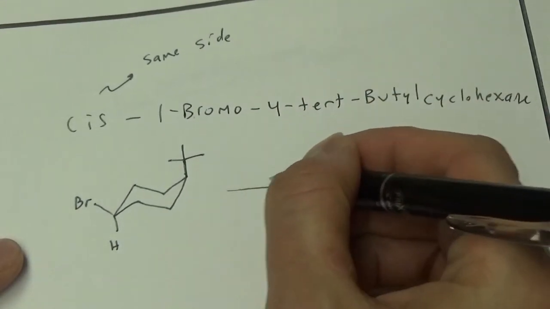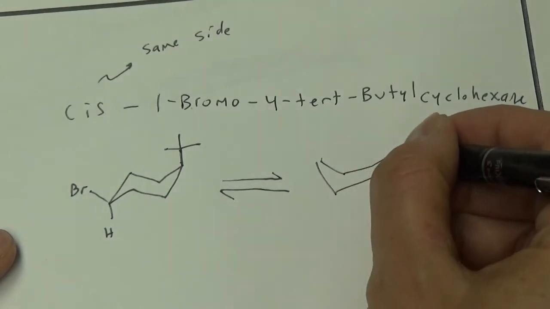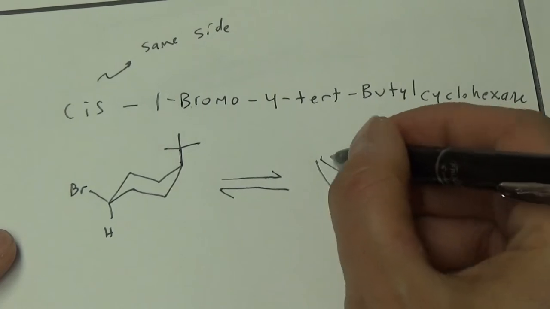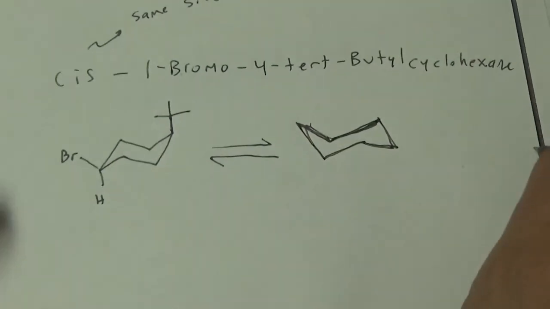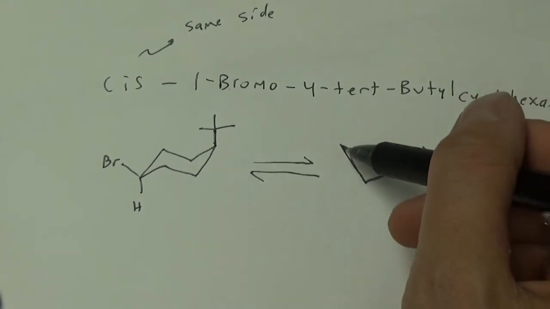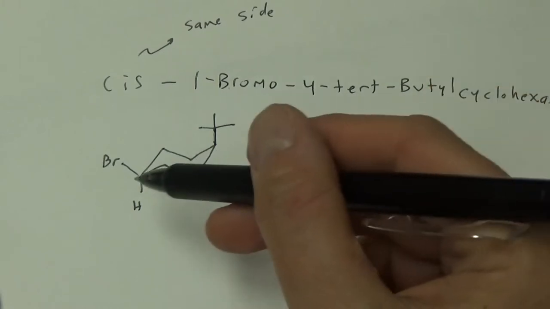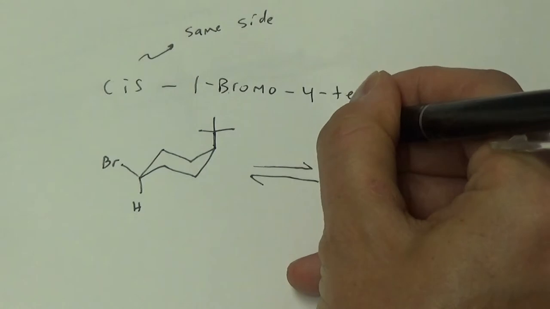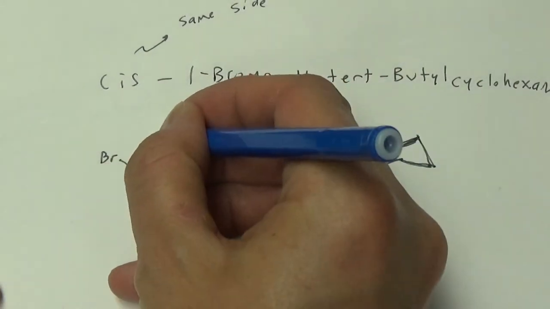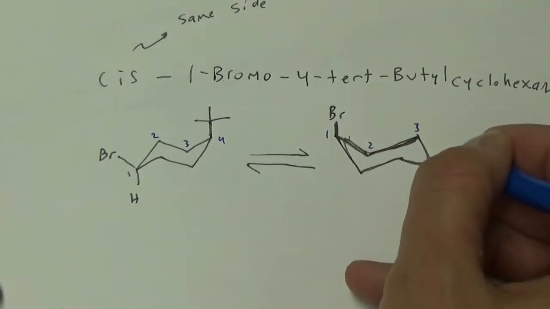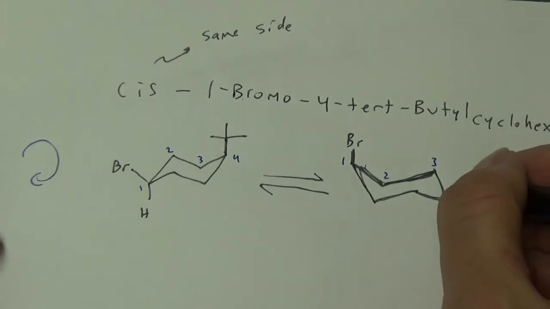And let's try the equilibrium now. Draw the chair flipped form. Hopefully you're getting better at drawing these chair flipped forms. Okay, it's a little messy, but it works. All right, so that's the chair flipped form. Where will Br not be? Br will not be at the bottom left, so maybe I'll put it on the top left. Br was up in equatorial, now Br is up in axial. For the tert-butyl, I like to number to keep my orientation the same. This is 1, 2, 3, 4. Now this becomes 1, 2, 3, 4. Both are clockwise, right? So tert-butyl, which was up in axial, is now up in equatorial.